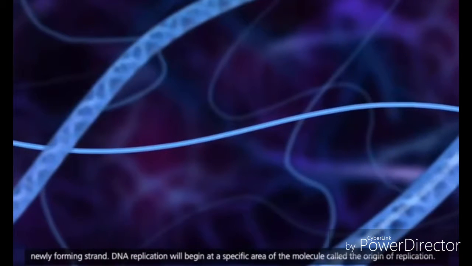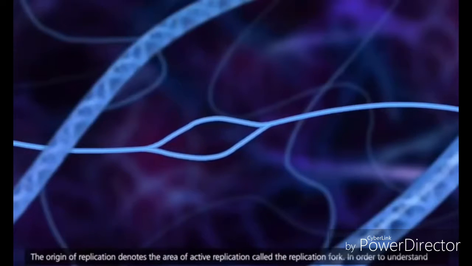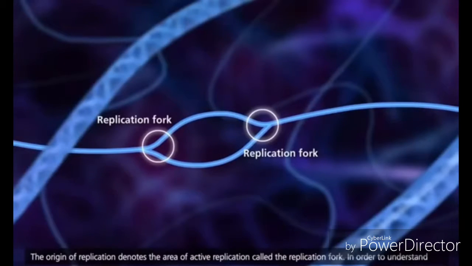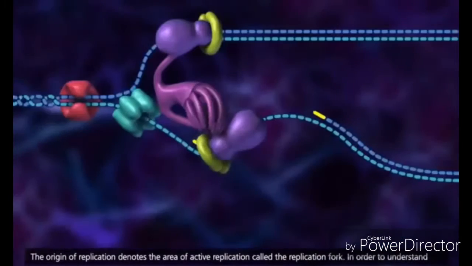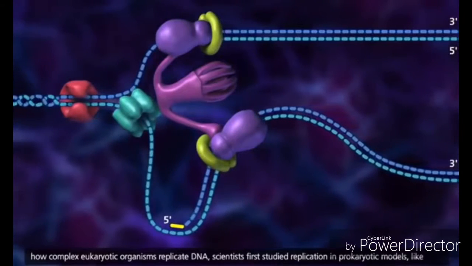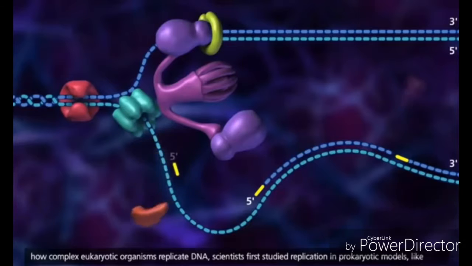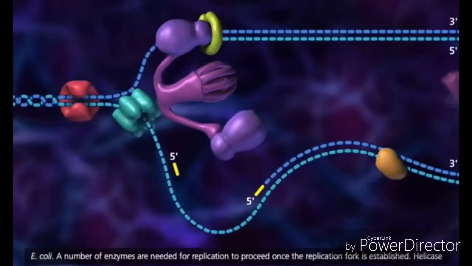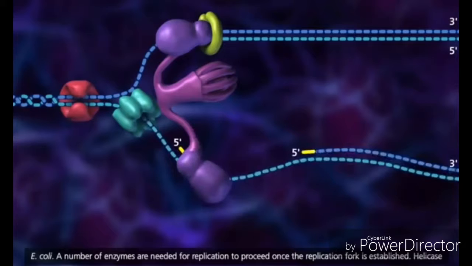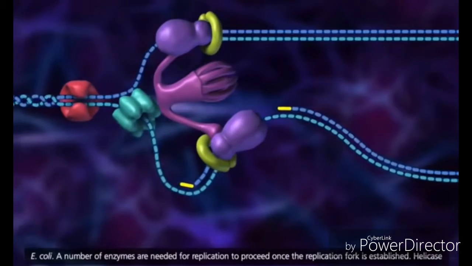DNA replication will begin at a specific area of the molecule called the origin of replication. The origin of replication denotes the area of active replication called the replication fork. In order to understand how complex eukaryotic organisms replicate DNA, scientists first studied replication in prokaryotic models like E. coli. A number of enzymes are needed for replication to proceed once the replication fork is established.